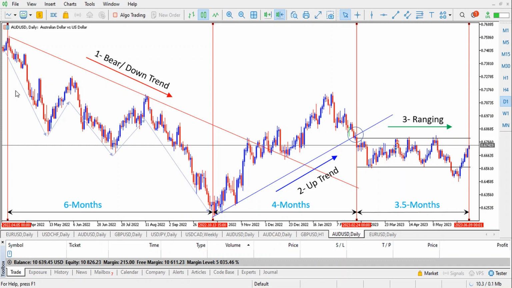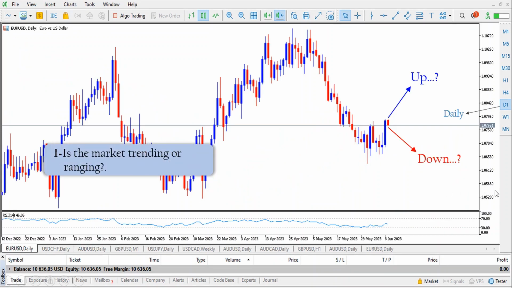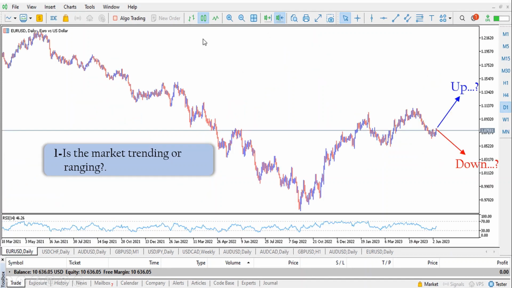So now you have already learned the types of trends. We'll go back to EURUSD and our trade. Here, we have to understand what the EURUSD market is now. Is it trending or ranging? To understand that, first I will zoom out the market. Here in this chart you see the price from March 2021 up to June 2023.